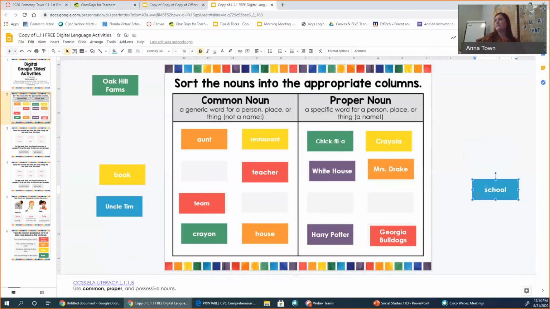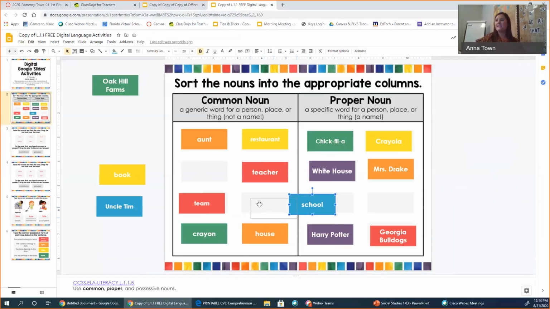Let's take a look over here. Pool. Pool is a common noun because it is a place. Now, if we were to name Pomeroy Elementary, that would be a proper noun because we're naming a specific school.